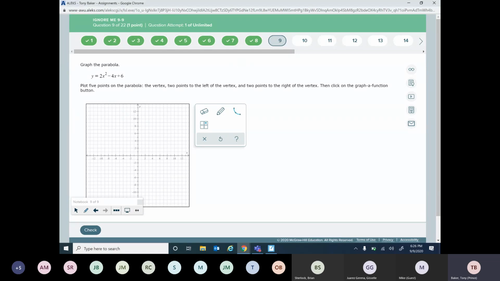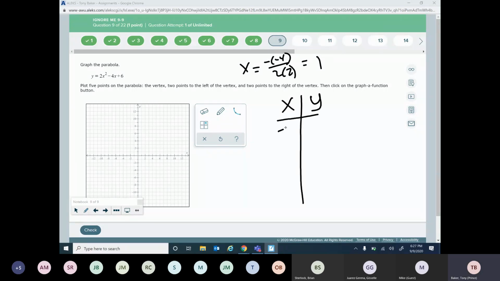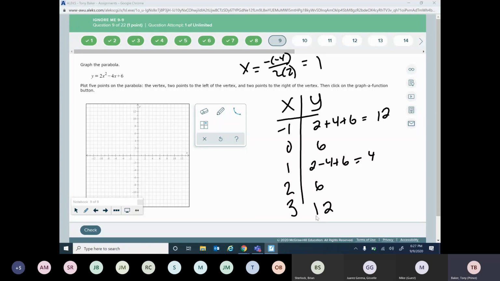So I do x equals -4 over 2 times 2. They don't always come out to be 1, just in case you're wondering. So I'm going to do -1, 0, 1, and then I'll put the 2 and the 3 in there just so I have them. So the -1 is 2 plus 4 plus 6, so it's 12. The 0 is 6. The 1 is 2 minus 4 plus 6 is 4. And then that's going to be 6, and that'll be 12.